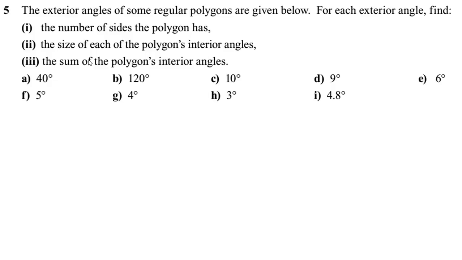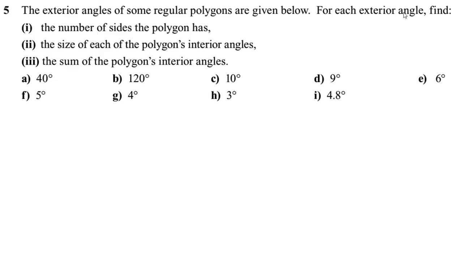Okay, so question 5 says that the exterior angles of some regular polygons are given below. For each exterior angle, find A, the number of sides the polygon has, the size of each of the polygon's interior angles, and the sum of the polygon's interior angles. So this 40 basically means what one exterior angle is.